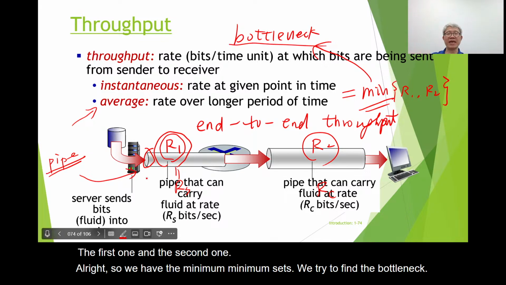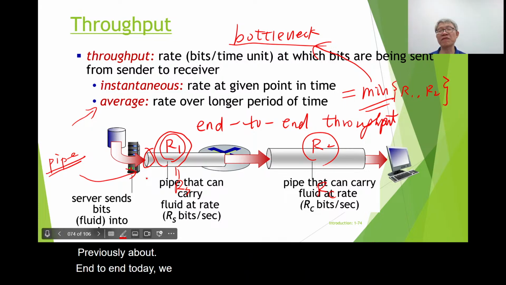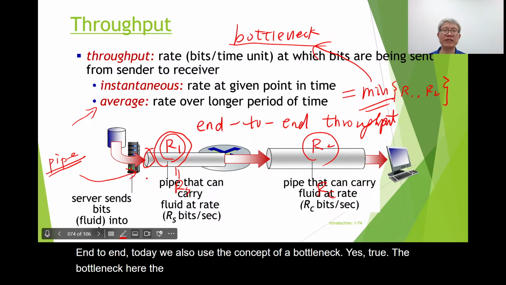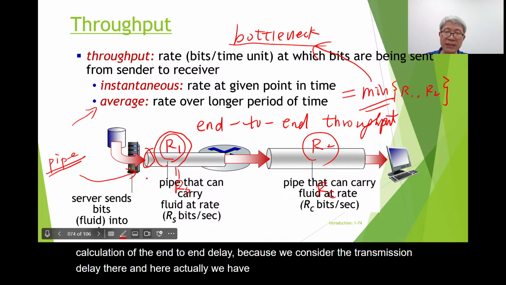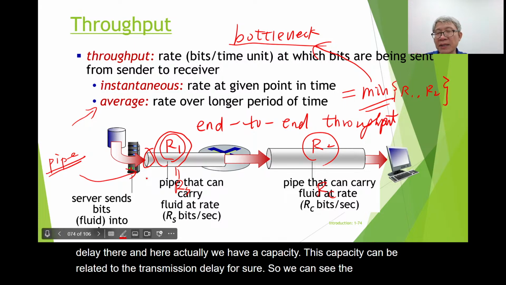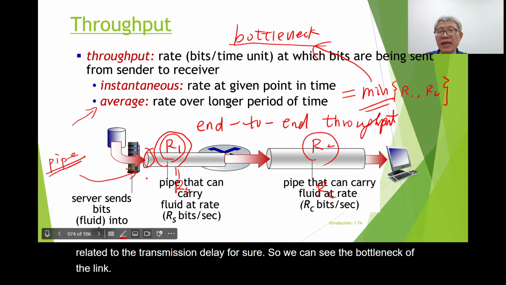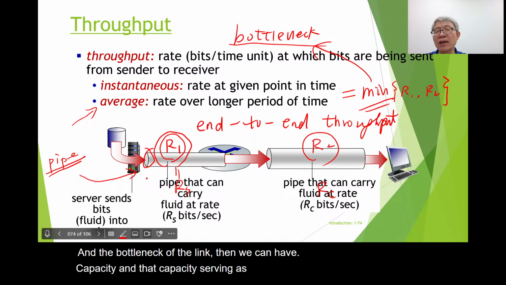Previously, about the end-to-end delay, we also used the concept of a bottleneck. Yes, it's true. The bottleneck here is the same as the previous bottleneck we mentioned for the calculation of the end-to-end delay, because we considered the transmission delay there. And here we have a capacity. This capacity can be related to the transmission delay for sure. So we consider the bottleneck of the link, then we have the capacity, and that capacity serves as the end-to-end throughput.